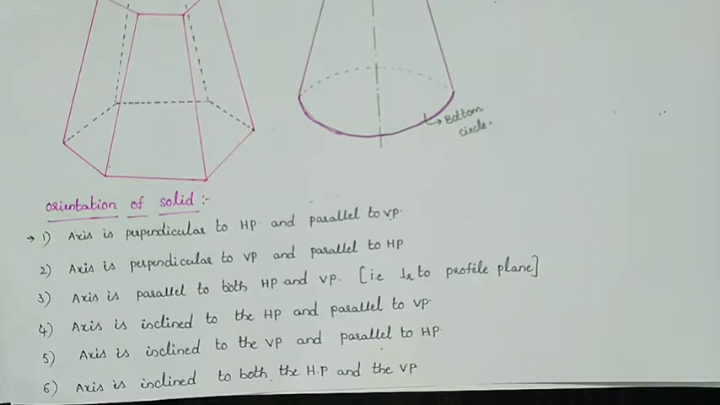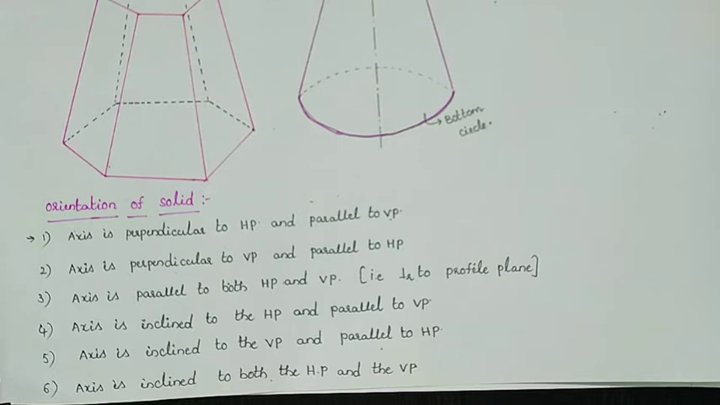One is regular polyhedron and the second one is prism and pyramid. And solids is also divided into three types: cylinder, cone and sphere. So this is the introduction to the projection of solids.